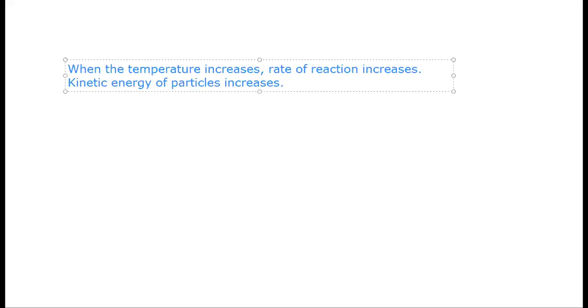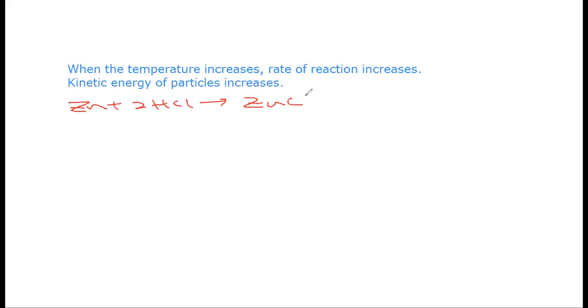Okay, now when the kinetic energy of particles increases, it makes the particles collide with each other easily. Now, why do I talk about collision? Before I continue, we are going to write the chemical equation. Just now I wrote this for you. Now from here, everyone write for me the ionic equation that represents this reaction.